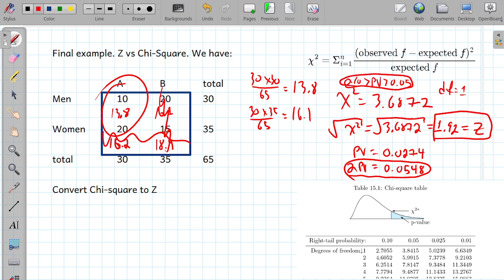So to convert chi-square to z, you square root chi-square, and then go 2 times the p-value from the z table. And that's it.